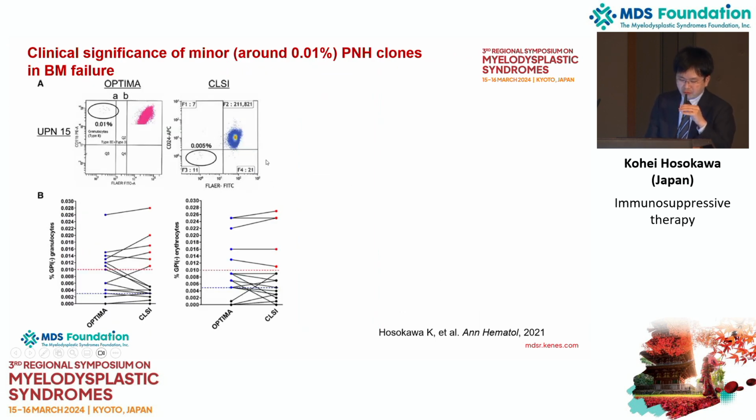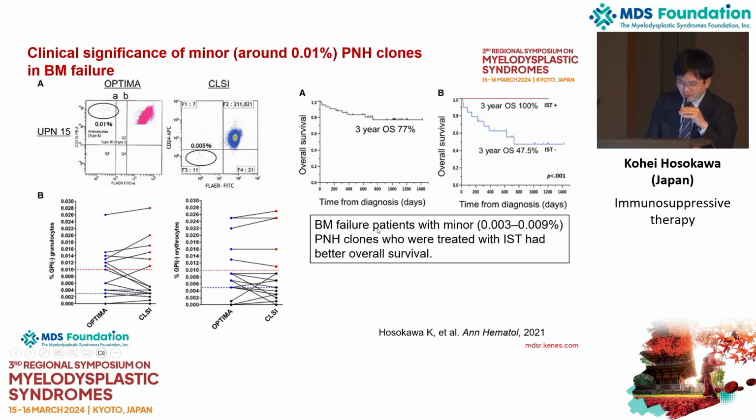Also, we examined the clinical significance of the minor clone, which means around 0.01%, which we sometimes see in the clinic in bone marrow failure. When we compared two high sensitivity flow cytometry assays, they could detect the minor PNH clone in the same way, with similar sensitivity. Then this bone marrow failure with a minor PNH clone had better overall survival, with 100% overall survivors among those treated with IST, which was statistically significant.